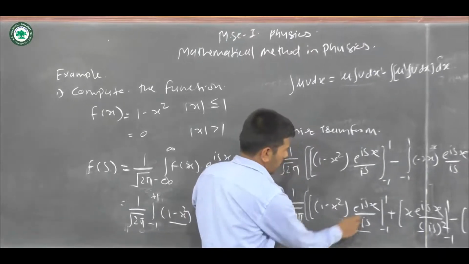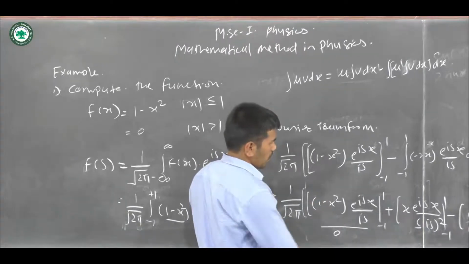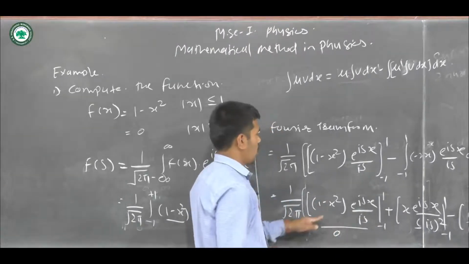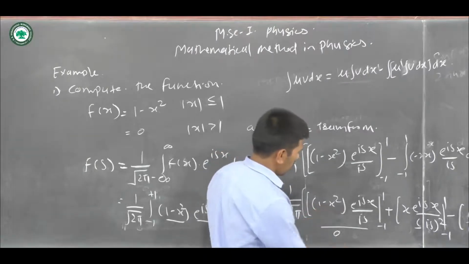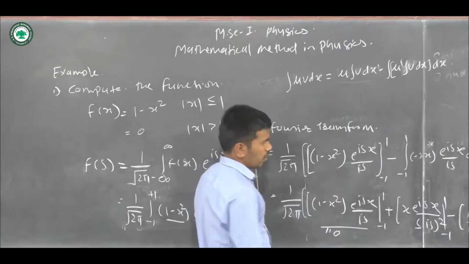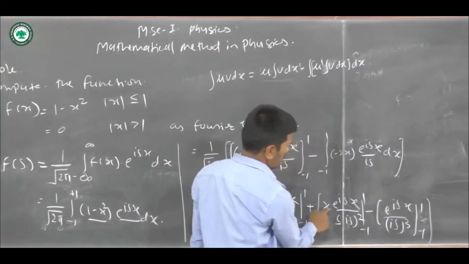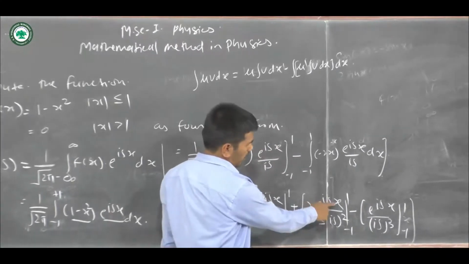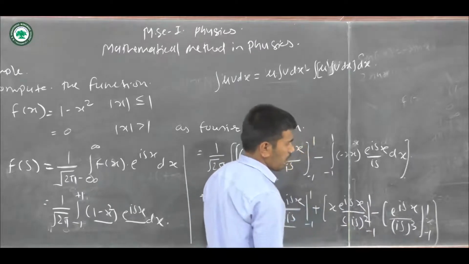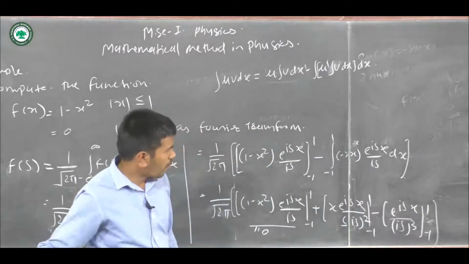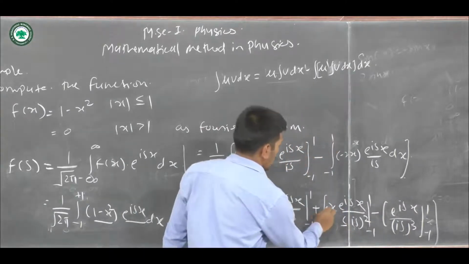then it is equal to 0, because if I apply 1, then 1 minus 1 is equal to 0, and for minus 1 it is 1, and 1 minus 1 is equal to 0. So for this it is equal to 0. So we are just going to think about these two terms, that is x times e raised to isx divided by (is) bracket square, and e raised to isx divided by (is) bracket cube.